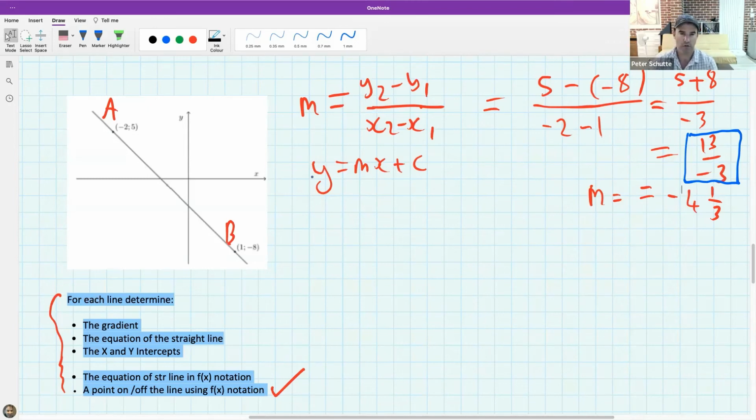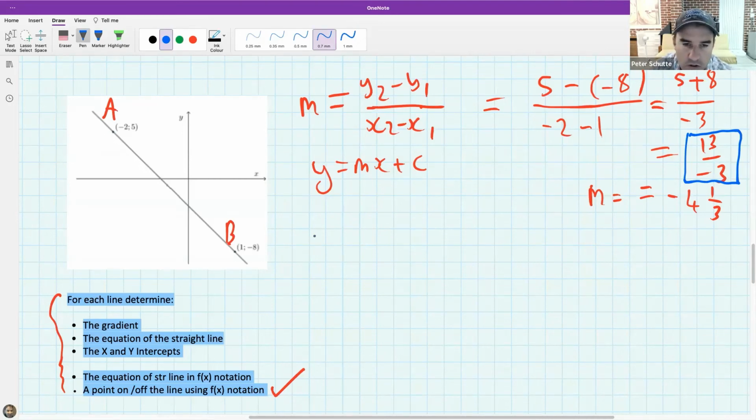So you should have got for your gradient -13/3, or -4 and 1/3, or -4.3 recurring. My tip is to leave it in improper form. I think that if it's a fraction, it's easier to work with in improper.